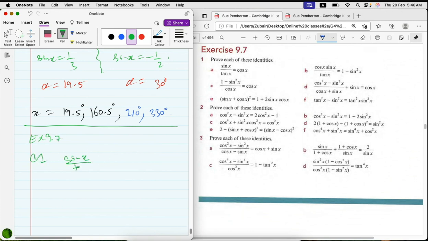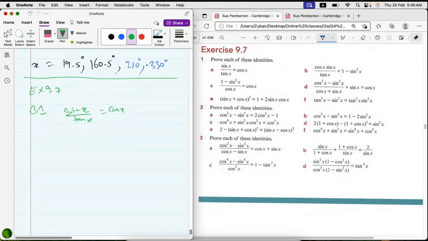Sin x over tan x is equal to cos x. So we have to prove that left hand side is equal to right hand side. That's already sin x into 1 over tan x. And we knew that tan x was sine over cos. So if that's reciprocal, I can reciprocate it. That would be cos x over sin x. So left with cos x. So left hand side is equal to right hand side, shown.